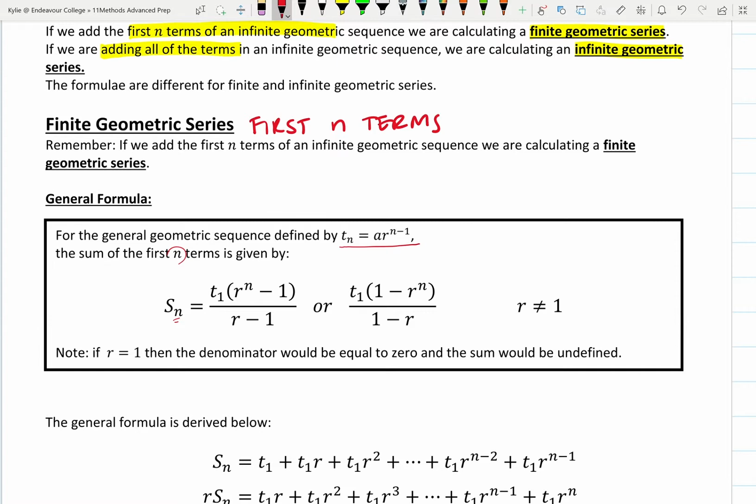And basically the sum to n terms is the first term, a, outside of the common ratio r to the power of n minus 1, all divided by r minus 1. We've got the condition that r can't equal 1 because if it does, then the denominator is 0 and the whole thing is then undefined.